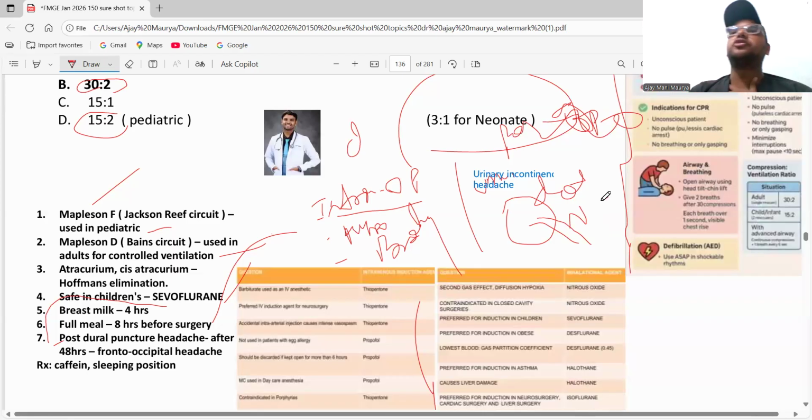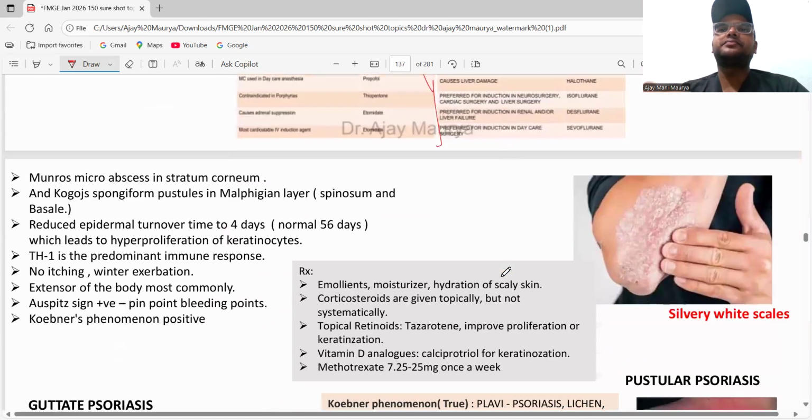You have to give the coffee to the patient, and you have to do the posture changes. Meaning, if you keep the patient in the standing position, the CSF will flow down only. That's why you have to make the patient lie in the supine position. Okay, that's it. Done.